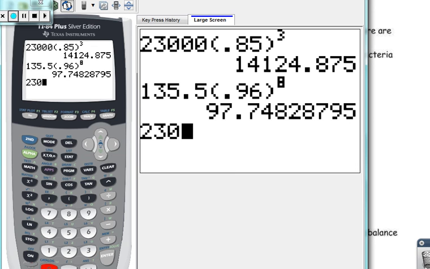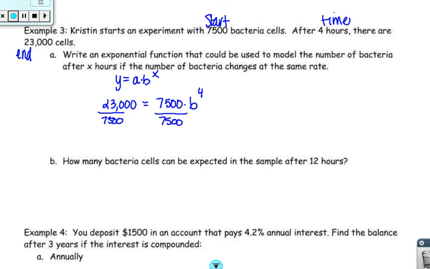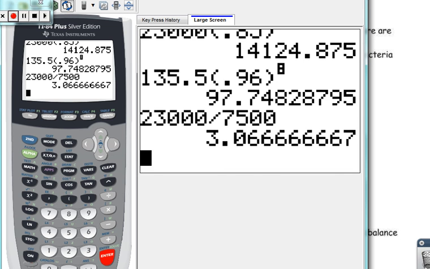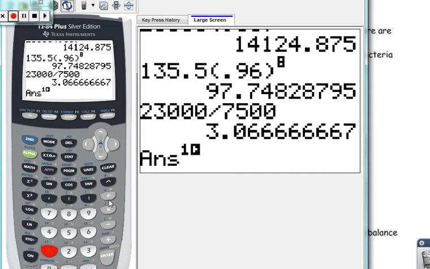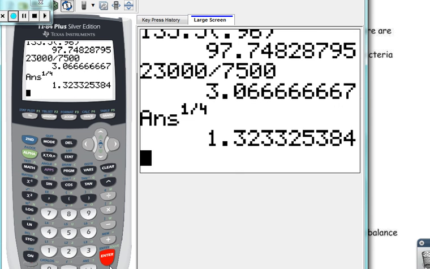So 23,000 divided by 7,500 gives me 3.07 equals b to the 4th power. Now, earlier this year, I taught you how to get rid of an exponent like this. If it's written as 4 over 1, I could flip it and do 1/4. So I need to take my 3.07 and raise it to the 1/4 power, and it would tell me my base would be 1.32.